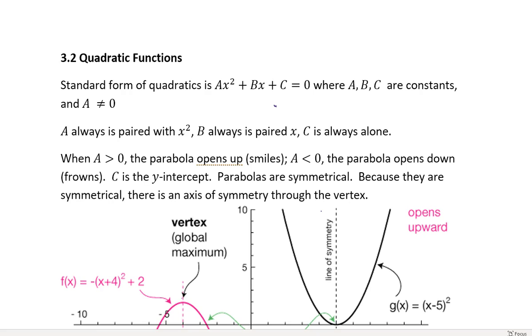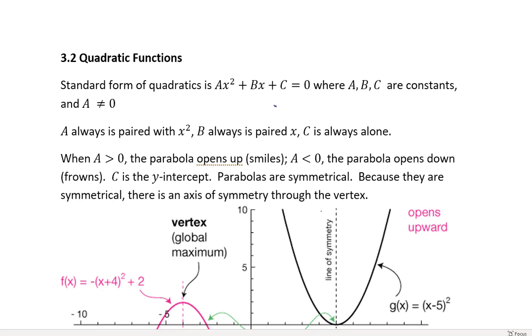All right. So the standard form of quadratics, we have ax squared plus bx plus c. Now a, b, and c are all going to be a constant number. They're not going to change. The other piece of information that you have to have is that a cannot be 0. Because if a is 0, all that's left is bx plus c. Well, bx plus c is the same as mx plus b, right? That's just going to give you a line. So you have to have that squared in there for this to be a quadratic.